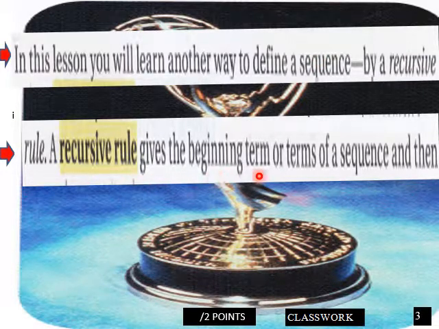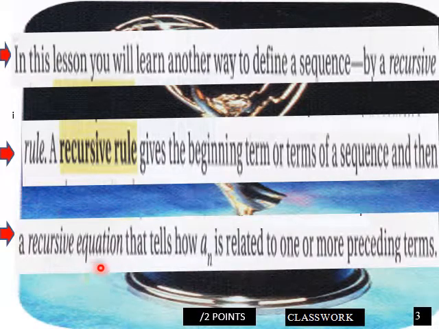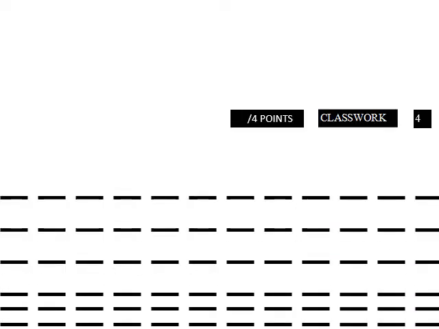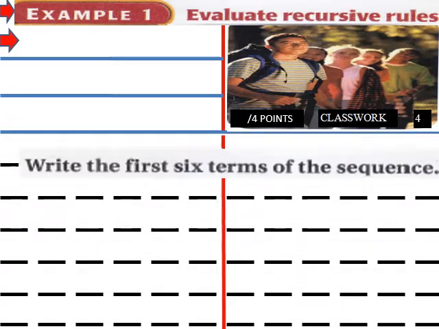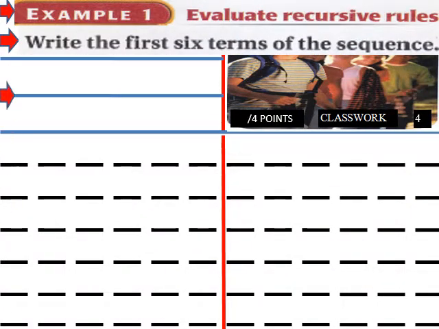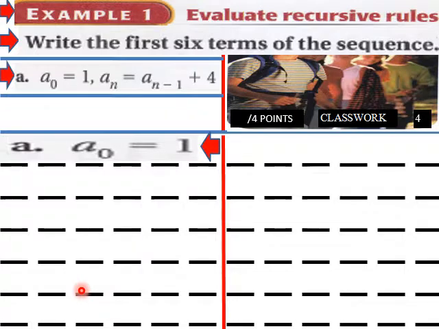It gives the beginning term or terms of a sequence, and then a recursive equation that tells how a sub n is related to one or more preceding terms. So for example, evaluate recursive rules. Write the first 6 terms of the sequence. So here is our recursive rule. Here, a sub 0 equals 1, then a sub n equals a sub n minus 1 plus 4.